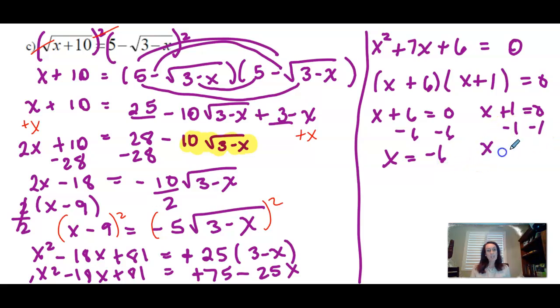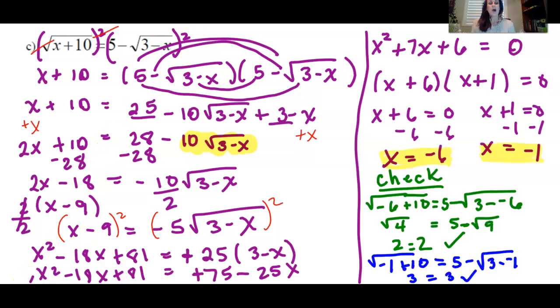Now, you do have to check these answers because when you're dealing with radicals, you can get extraneous solutions. So I'm going to go ahead and stop the video and check them real quick and see if they actually work for solutions. Okay, so you can see that I checked negative 6 in the green and I checked negative 1 in the blue. And both answers worked. So I have 2 solutions to this problem. The answers are negative 6 and negative 1.